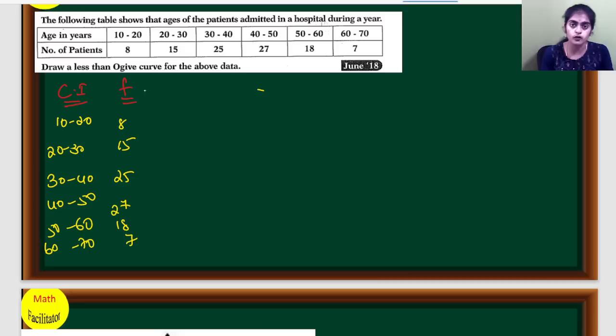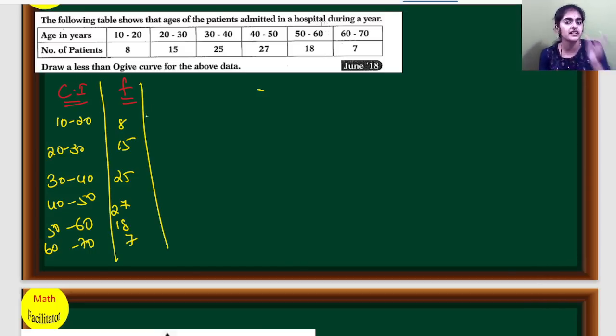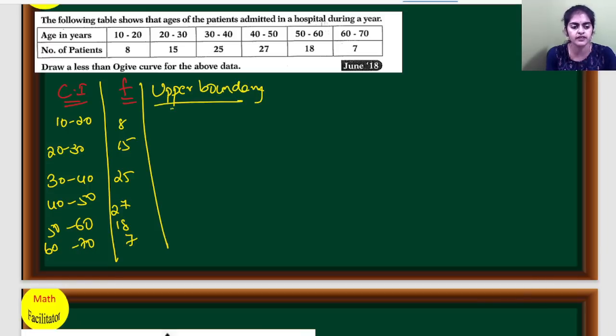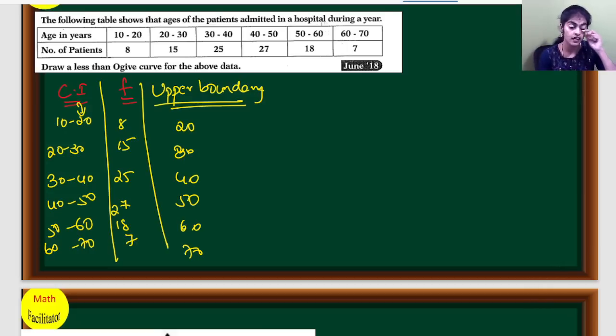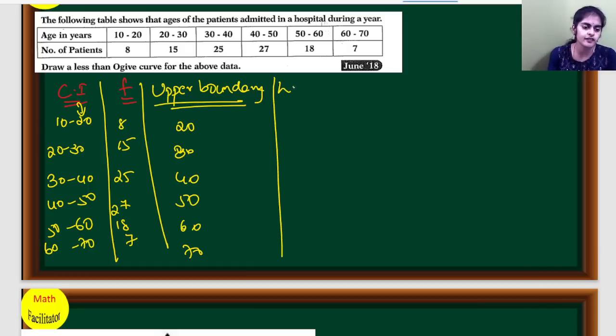Now to draw the graph, you want the less than ogive curve. For the less than ogive curve, you will take the upper boundary of the classes. So what are the upper boundaries of the classes? 20, 30, 40, 50, 60, 70. Only these I will take, and now I will take the less than cumulative frequency.